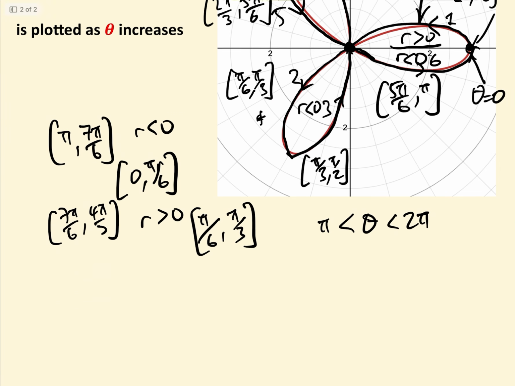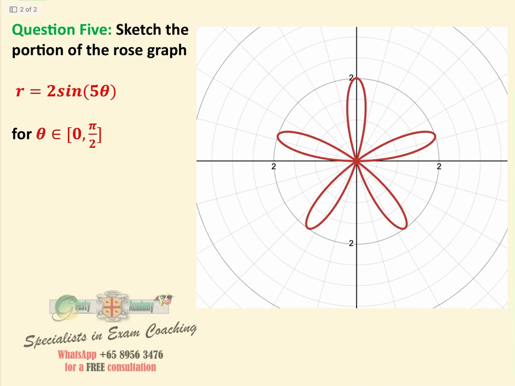That's question number 4. Finally, we have question number 5. Sketch the portion of this rose graph r equals 2 sine 5 theta for theta going from 0 to pi over 2 only. Okay, so basically we know it's sine because it doesn't have a peak on the x-axis, and we know 5 theta is odd because there's an odd number of petals, and we know that the maximum is 2. So we start here at theta equals 0. That's easy. So we come up to this bit here.